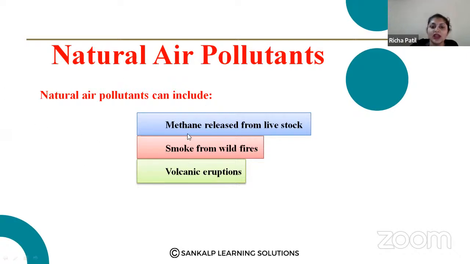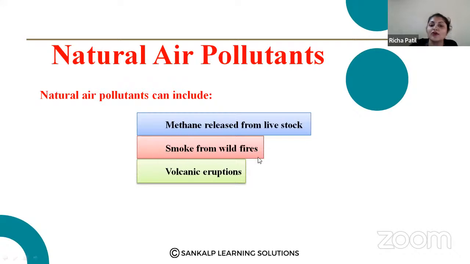So this methane gas can be used for cooking, right? In cooking gas, they use this methane. So in villages, they make use of such a thing. Okay, so methane released from livestock also causes air pollution. So this is a natural air pollutant. Why? Because it is from a natural source, right? From a natural source it is produced.